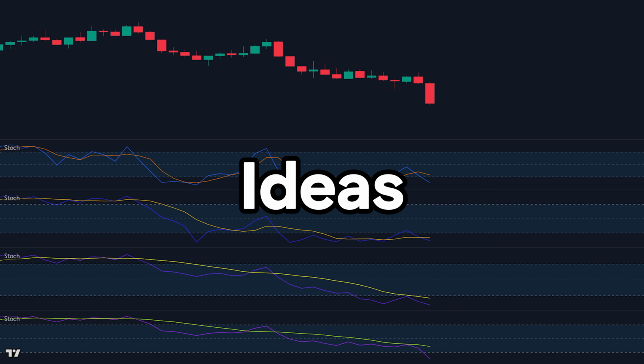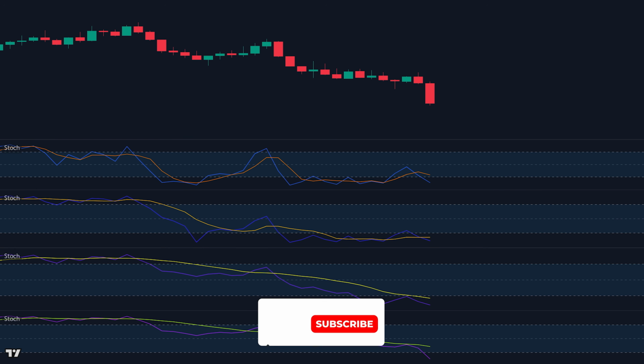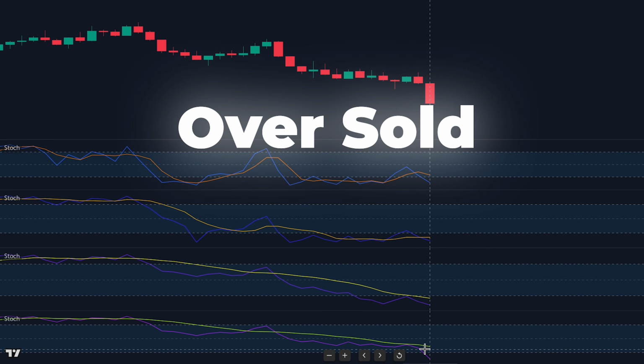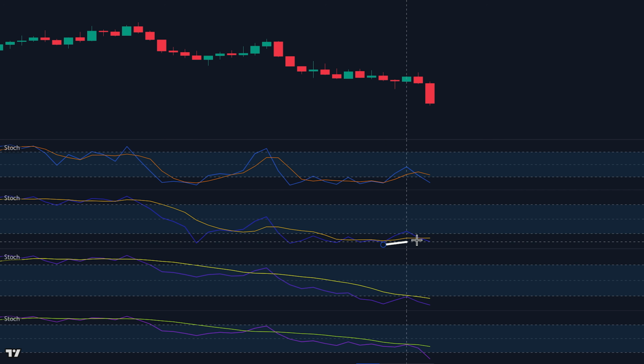Let's illustrate these ideas with more practical examples. Imagine that you are looking at a chart where you see that all 4 stochastic readings have recently dropped below 20, suggesting that the market is oversold. You then notice that the price made a lower low, but one of the stochastic indicators, let's say the medium setting, forms a higher low. This discrepancy is your bullish divergence.